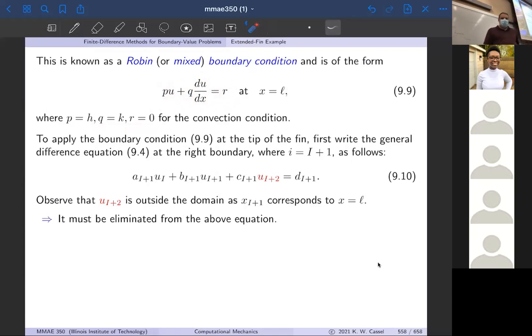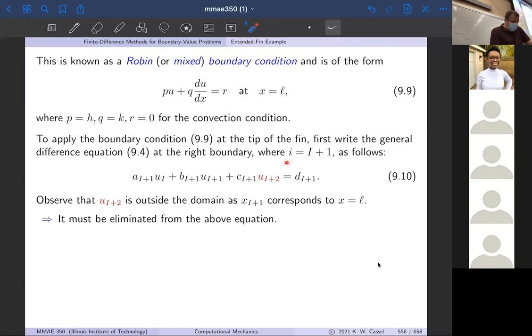Okay, so this is a little bit more involved now. We have to think about, okay, now I no longer know the temperature at the tip. So that's U at capital I plus 1. So I need to calculate it. How am I going to calculate it? Well, to start with, let's write down the governing equation, the difference equation, at the boundary, and just see what it gives us.